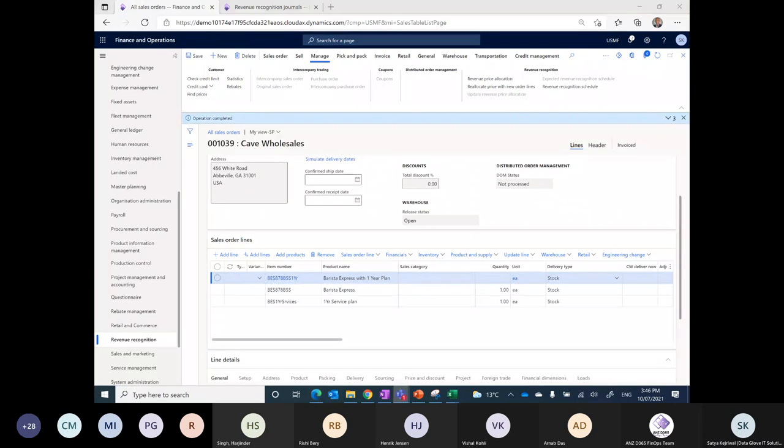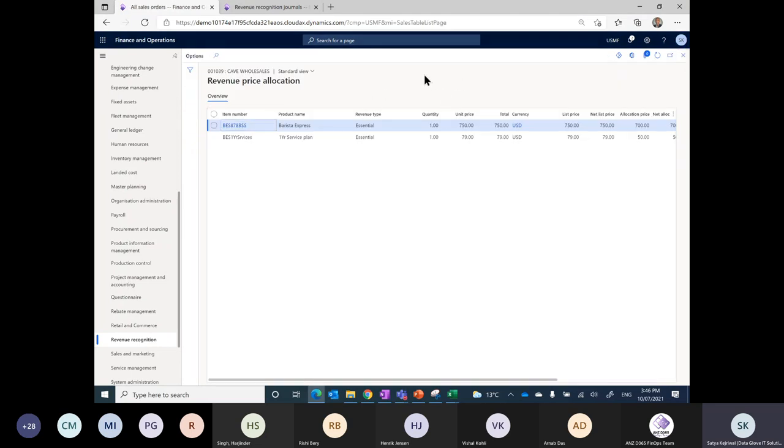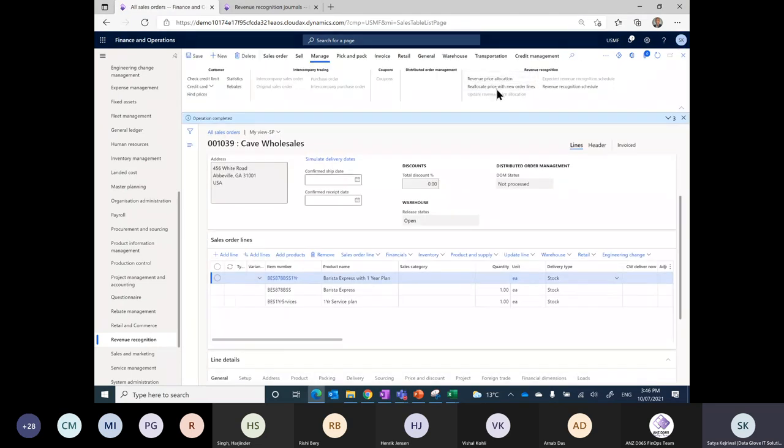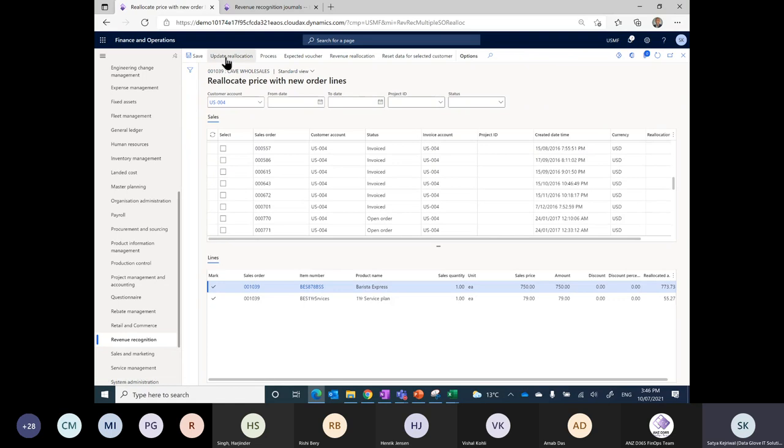Can we change the revenue schedule in the middle of the sales order? Yes, it can be changed, Mayank. This option can be accessed from reallocate price in new order lines. Update reallocation. We can do that.